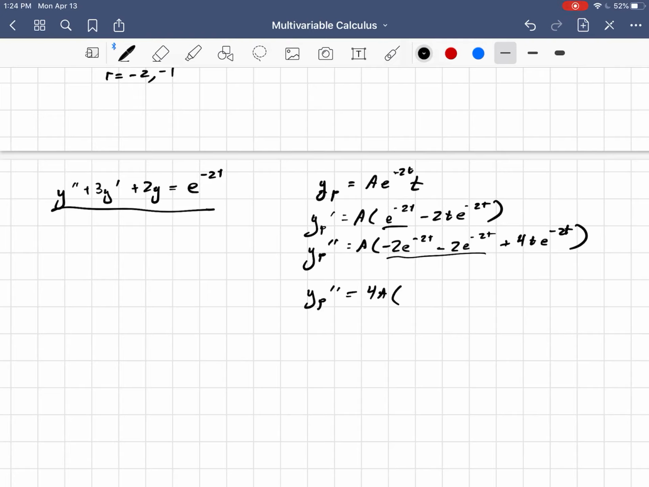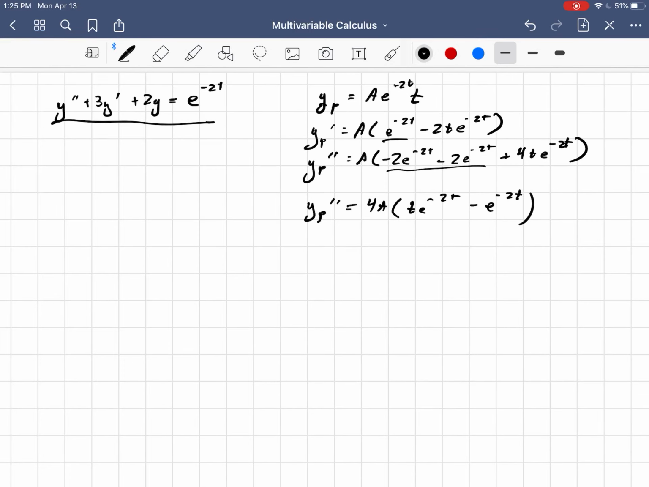And so y sub p double prime, minus 2 and a minus 2, that's a minus 4, so we can make that 4a times t e to the negative 2t minus e to the negative 2t. Okay, and now we just plug that stuff in. I'm going to fill it all out as well. So y double prime is 4a t e to the negative 2t minus 4a e to the negative 2t.